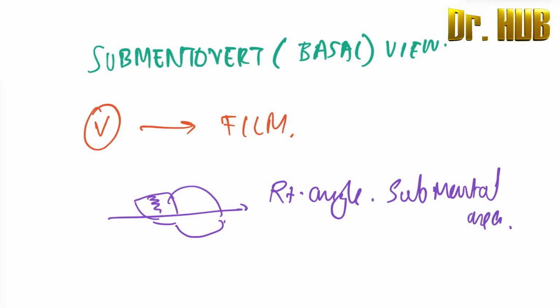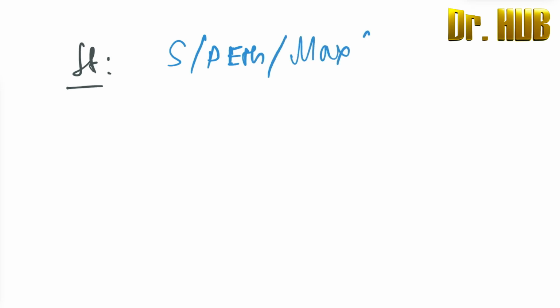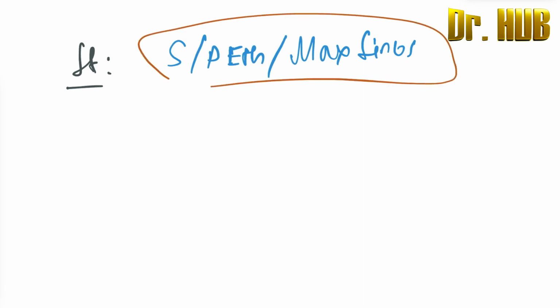Now let's look at the structures which are seen. There is the sphenoidal, the posterior ethmoidal, and the maxillary sinus. They are seen best in this order: first the sphenoid, then the posterior ethmoid, and then the maxillary sinus.